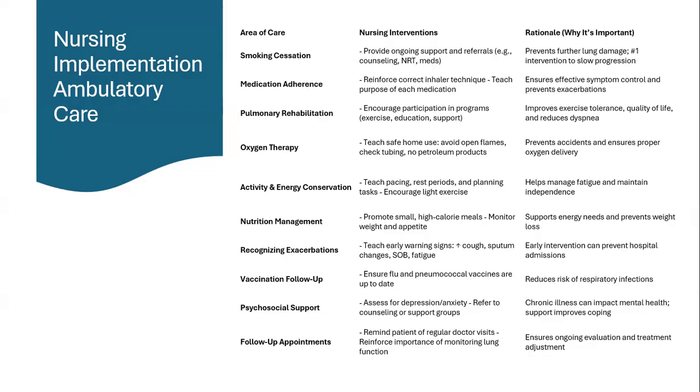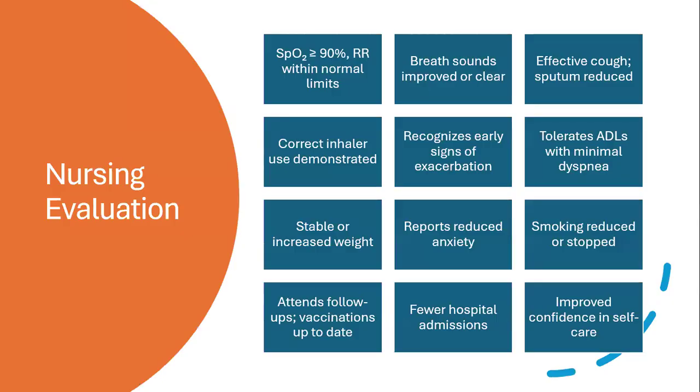Teaching the patients the early warning signs of exacerbation is really important to save lives. Inform or follow up on the vaccination, give them psychosocial support with family, and also follow up their appointments. You can see a lot of implementations and you can choose the right implementation based on your patient's conditions. The last thing is nursing evaluation.